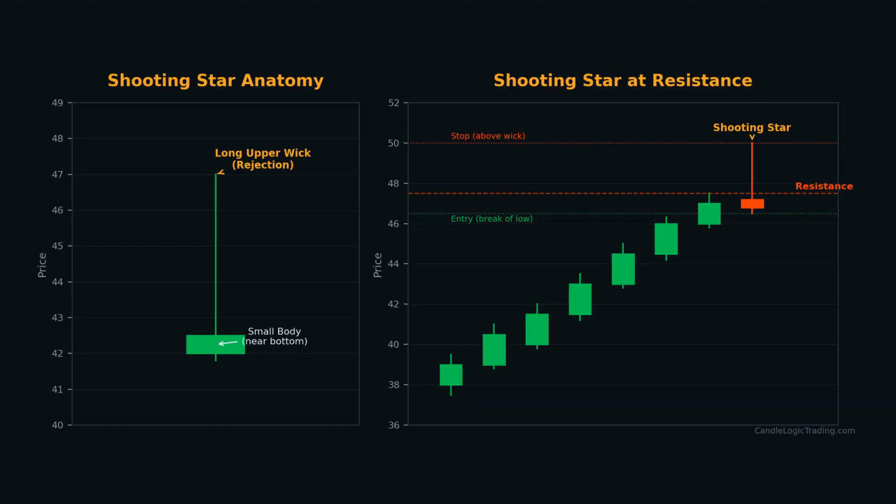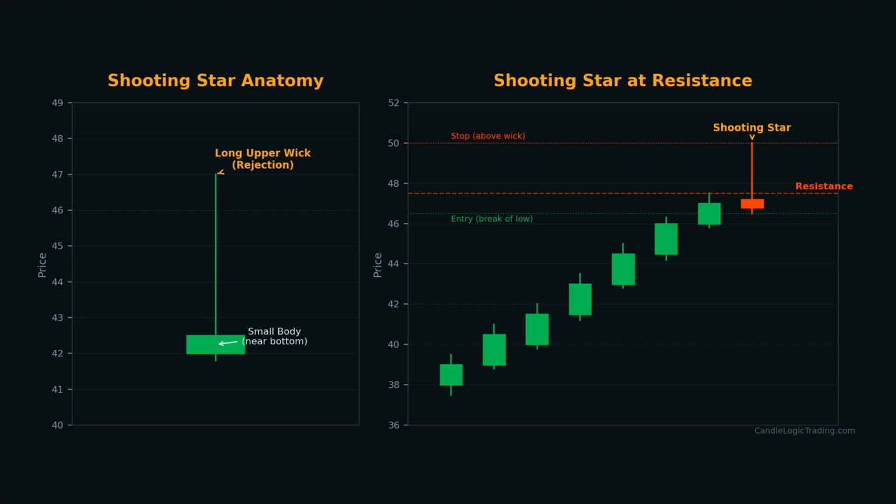Pattern 1. The shooting star. Picture a candle with a small body near the bottom, little to no lower wick, and a long wick sticking straight up. That long upper wick is the entire story. What happened during that session? Buyers pushed price way up. They were aggressive. They were confident. It looked like the move was going to continue.